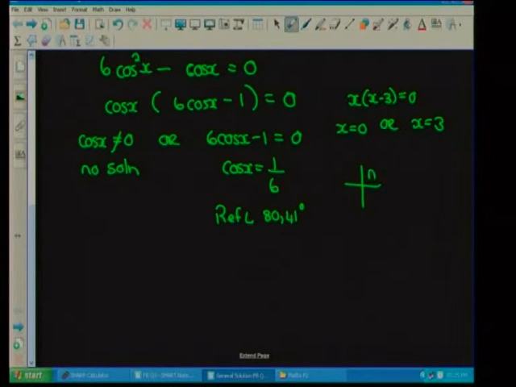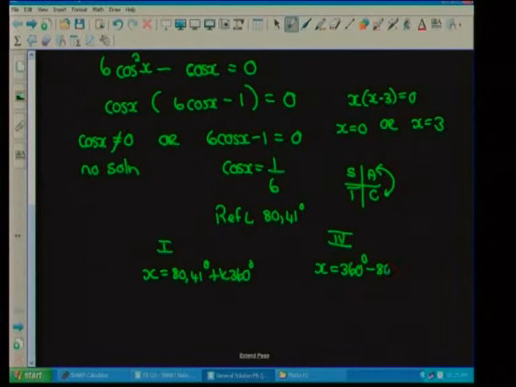And then you would say to yourself, which quadrants are we in? Well, if we look at our CAST drawing, we know that the only place that cos is positive is first quadrant and fourth quadrant. So what we would do is we would say x is equal to 80,41 degrees plus k 360. And over here we would say x is 360 minus 80,41 degrees plus k 360.